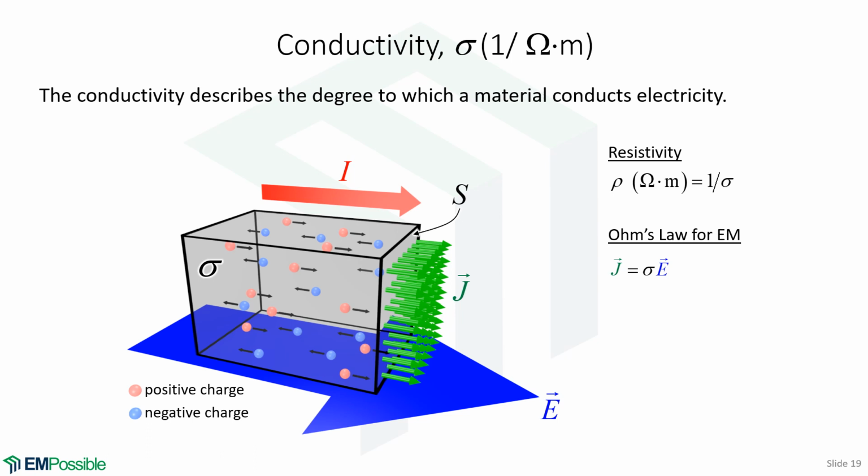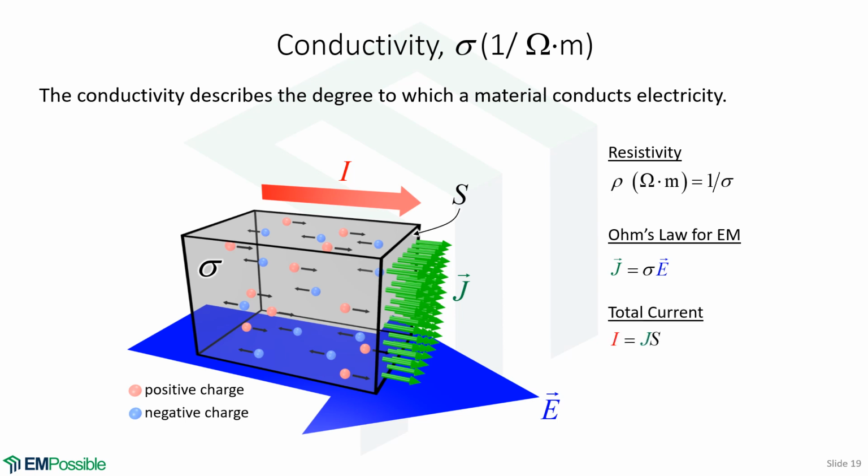We have an Ohm's law in electromagnetics. From circuit theory, this was a V equals IR type of equation. Now for electromagnetics, we have J, the electric current density, equals sigma times the electric field. So if we apply an electric field to a conductive medium where there's free charges, that will conduct electricity, and there will be some current density flowing through that medium.